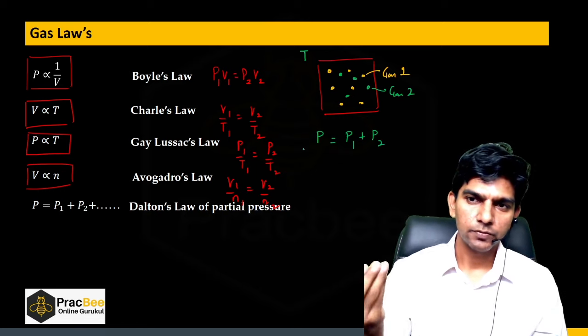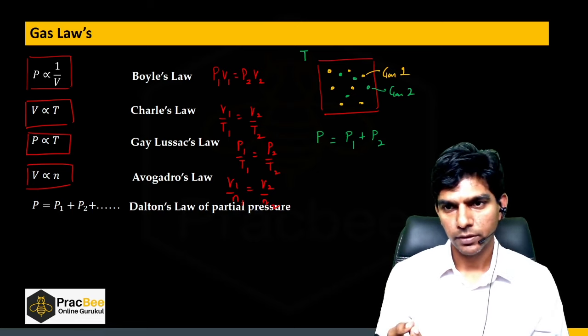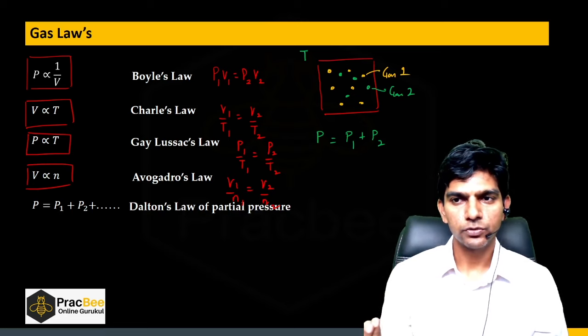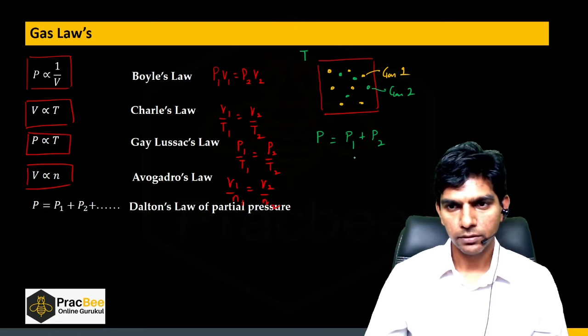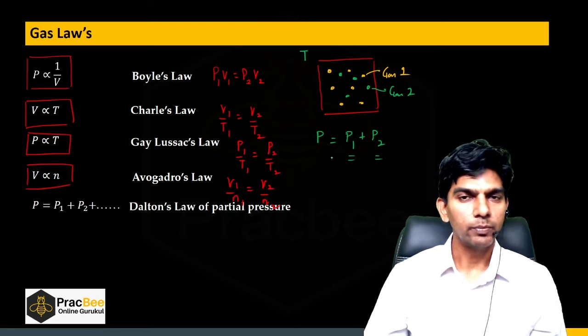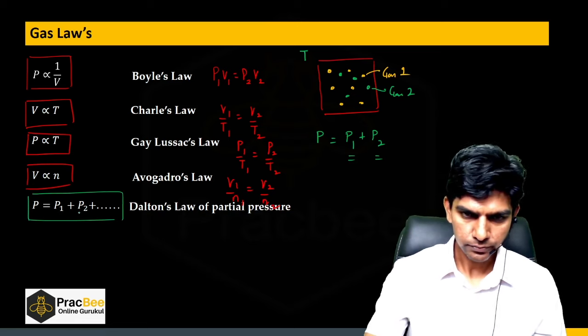So if gas 1 is not there and only gas 2 is there, then the pressure exerted by gas 2 is P2, and similarly P1 for gas 1. So these are the pressures when the other gases are not present. So we have to simply add up the pressures. So this is Dalton's law of partial pressure.